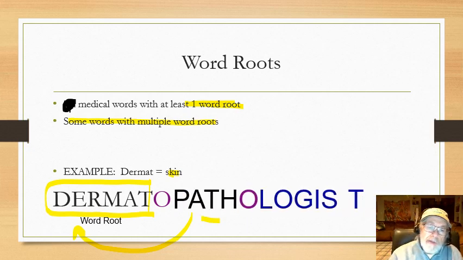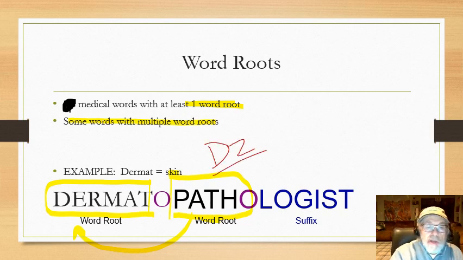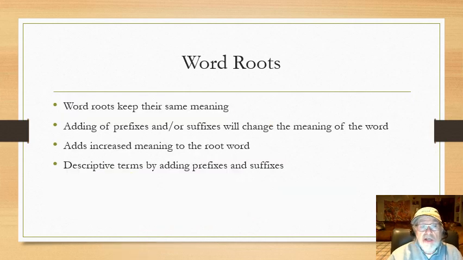Patho is another word root, and patho means disease. Okay, disease. And so I have logist again, which means one who studies skin diseases. So in this word, I actually have two word roots. I have word root number one in dermato and word root number two in patho, which is basically disease, so skin diseases, one who studies skin diseases. So again, I could have more than one word root in a word, and that's not a problem, okay? In fact, that's not uncommon at all.